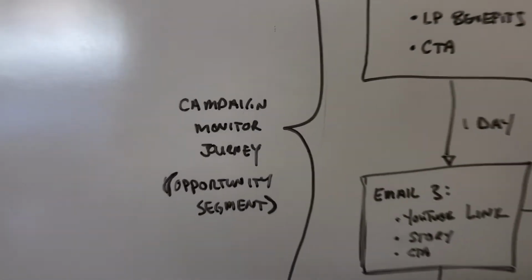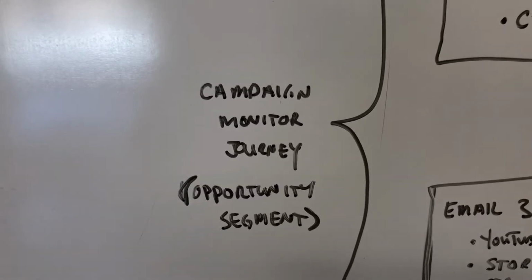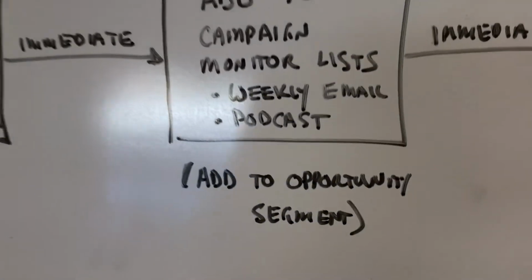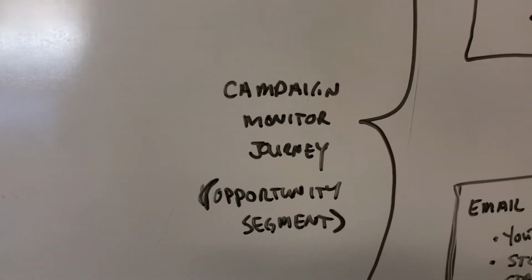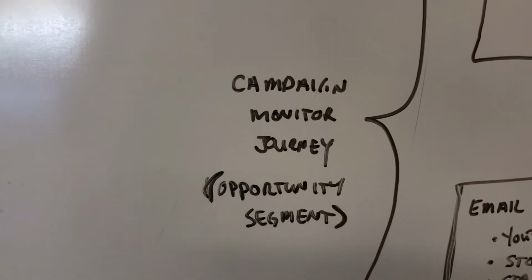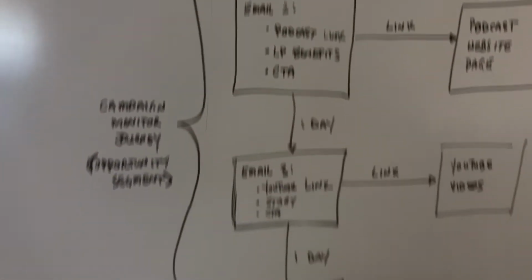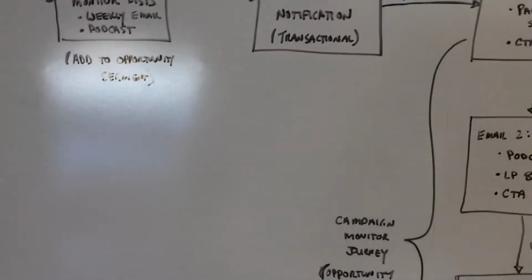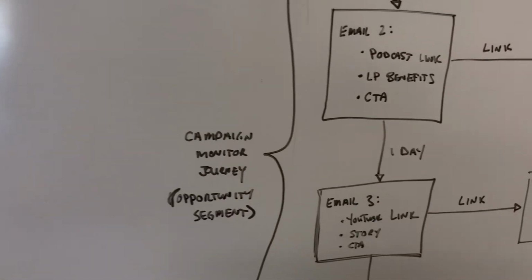This says campaign monitor journey and opportunity segment. So I said back here that I need to add them to the opportunity segment. This triggers, adding them to the opportunity segment triggers this journey right here. So if I just add them to the list, I don't want to just add anybody to the list and have the journey trigger. I only want it to trigger if they're considered an opportunity.